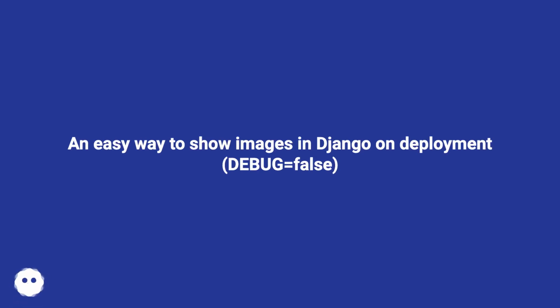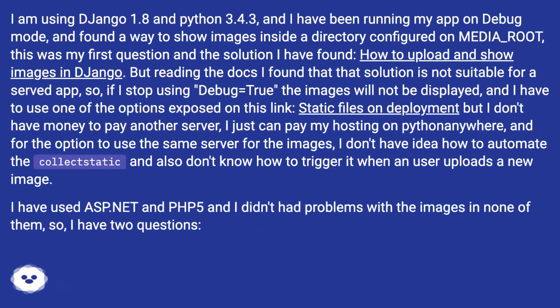An easy way to show images in Django on deployment, debug equals false. I am using Django 1.8 and Python 3.4.3, and I have been running my app in debug mode, and found a way to show images inside a directory configured on MEDIA_ROOT. This was my first question, and the solution I have found: how to upload and show images in Django. But reading the docs, I found that that solution is not suitable for a served app.